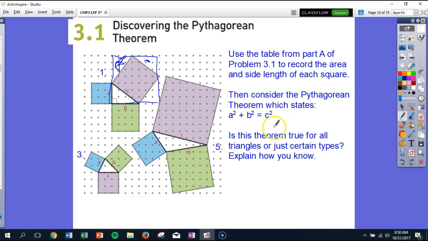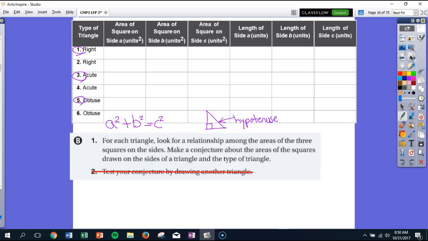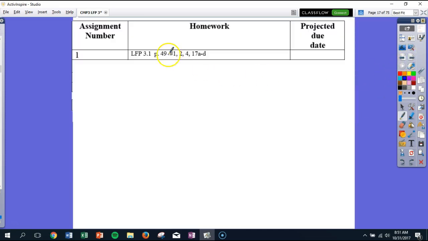Then I want you to determine: is this theorem true for all triangles or just certain types? Explain how you know. Part B says basically the same thing. For each triangle, look for a relationship among the areas of the three squares on the sides. Make a conjecture about the areas of the squares drawn on the sides of a triangle and the type of triangle. Once you finish that up, work on ACEs beginning on page 49: 1, 2, 4, and 17, A through D. Good luck. Have fun.